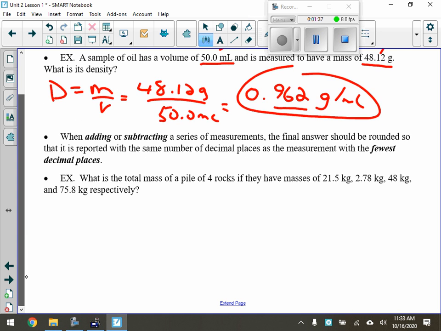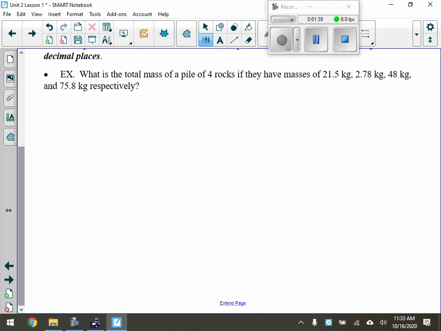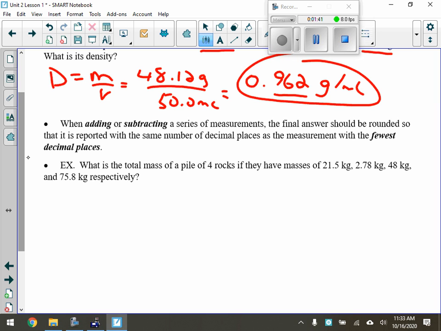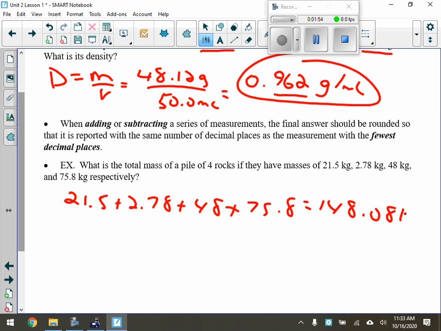When we add or subtract, it's a little different. When I add or subtract, I'm going to say, okay, we need to add up all these: 21.5, 2.78, 48, and 75.8, and we get 148.08 kilograms. And again, when we add or subtract, we go based on the fewest decimal places, which of course is different.